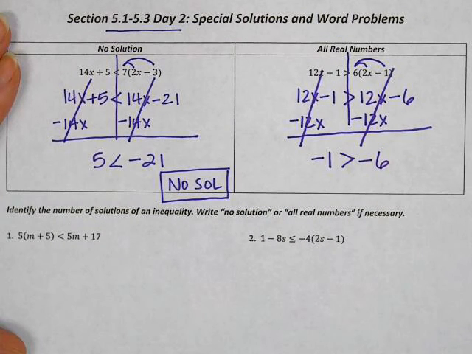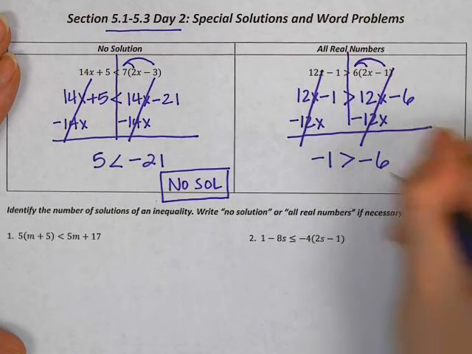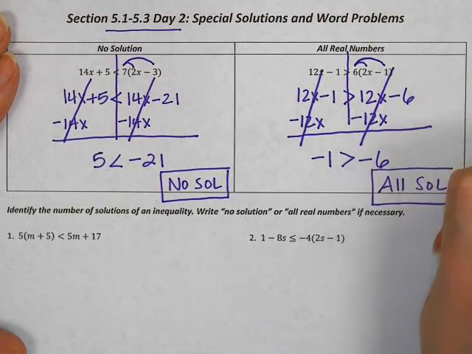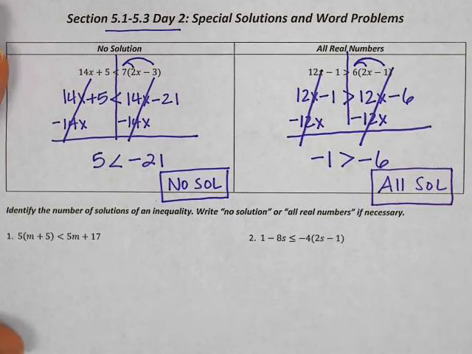Now, is that true or false? Is negative 1 greater than negative 6? And the answer is yes. Negative 1 is less negative. It's closer to 0 in the positive numbers on the number line. So since this is true, there are all solutions. Any x you plug in will always work.